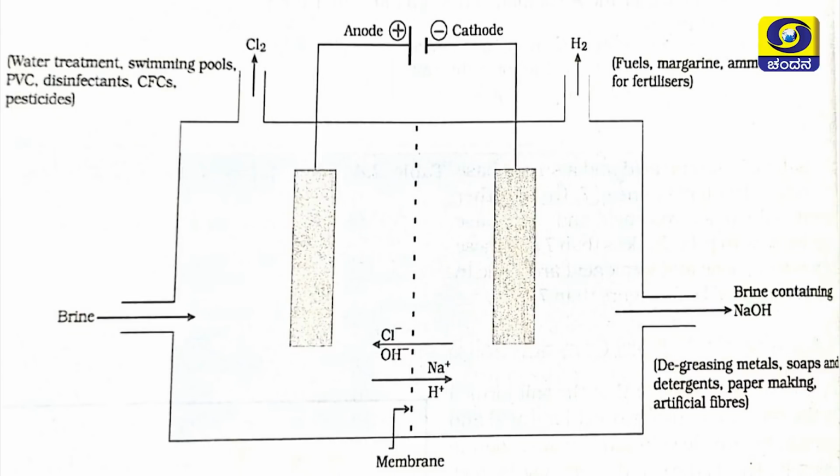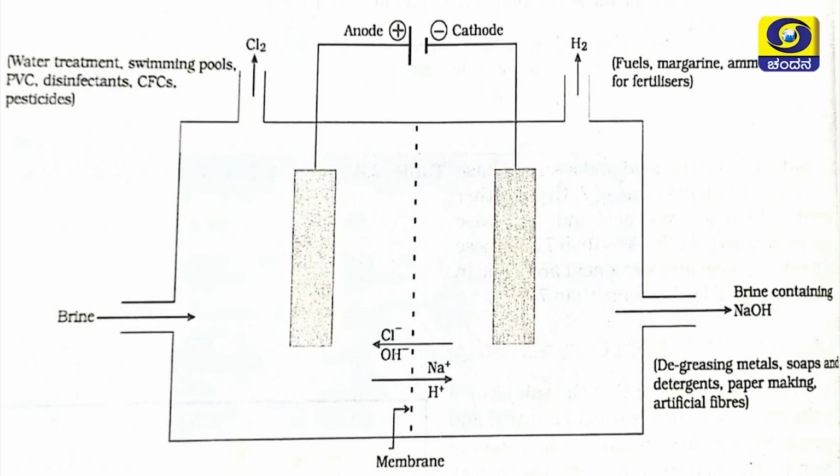Here we are getting 3 products from the brine solution. Brine solution is nothing but concentrated sodium chloride, that is common salt which we use. Concentrated common salt solution is brine solution. So, when you subject it to electrolysis, we are going to get these products. Each product has its usefulness.